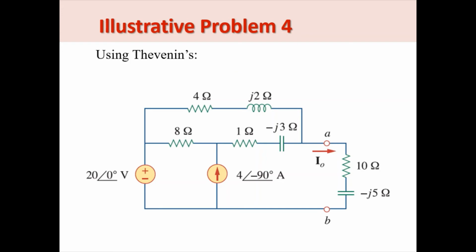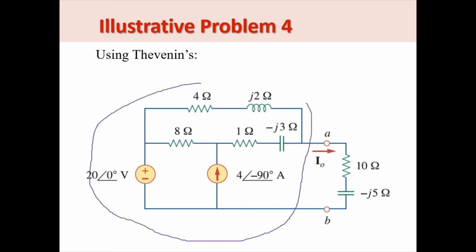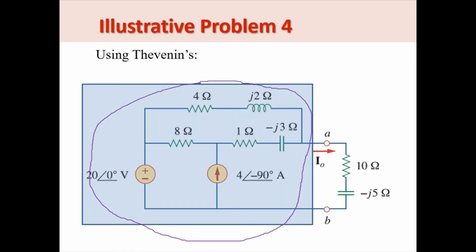So let's first solve this using Thevenin's equivalent. In using Thevenin's, we need to decide which part of the circuit we consider as our linear circuit and transform it into our Thevenin's equivalent. Well, we could use this. We could convert this part of the circuit into its Thevenin's equivalent. So that part.